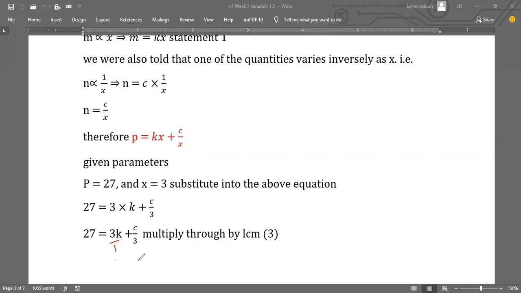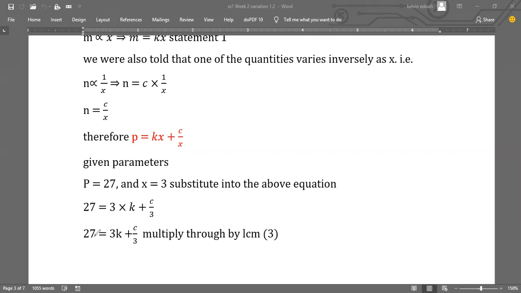So I'm assuming they ask what is the LCM here? The LCM here is 3, isn't it? So the LCM is 3. To make life easy, when I have a question like this, it's good to simplify it. So that's why I multiply through by the LCM, which is 3.